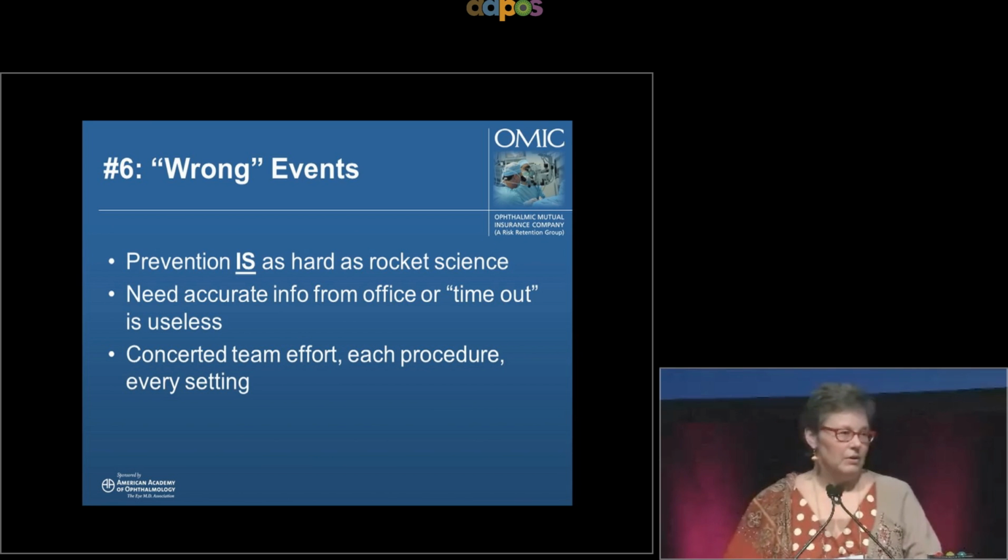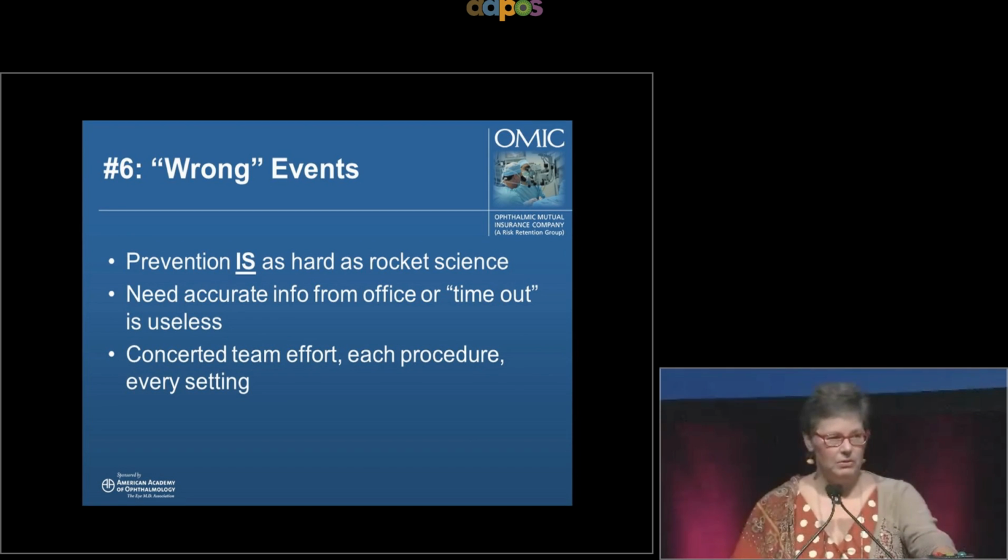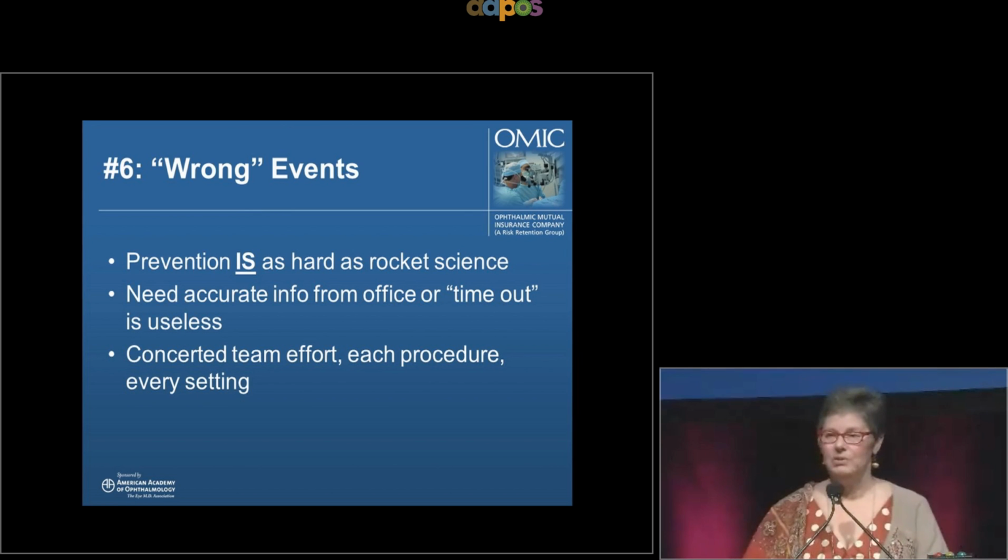It really is hard. It turns out it's especially hard to get the right eye at the ASC or the hospital if your office sends the wrong information. You can do timeouts till you're blue in the face. If you send the wrong information, if you got it wrong in the office, it's not going to help. And that's one of the surprises from John Simon's study, was how many of the wrong cases actually happened in the office, not in the OR.